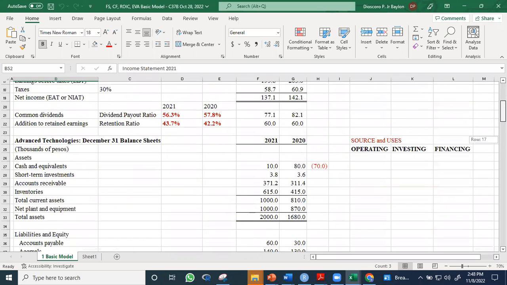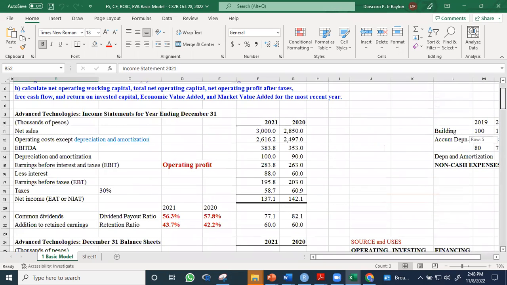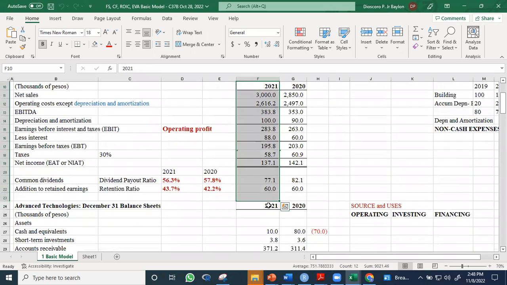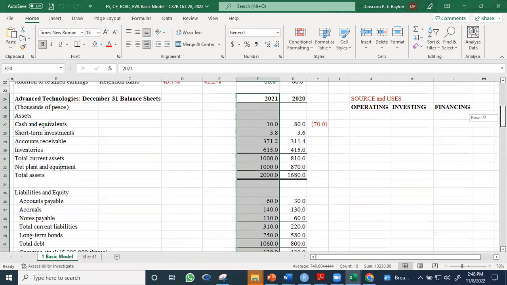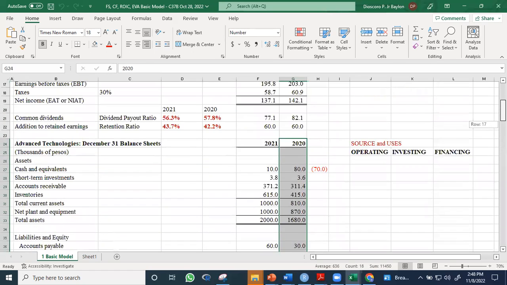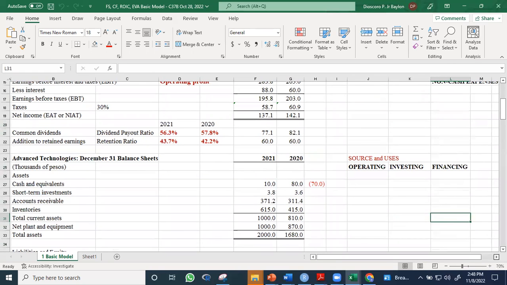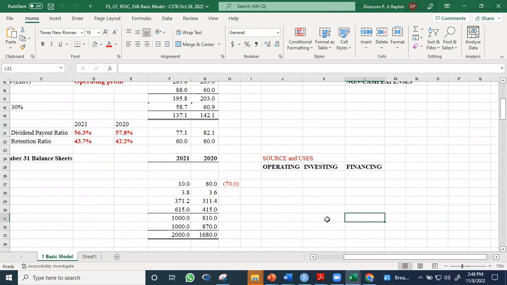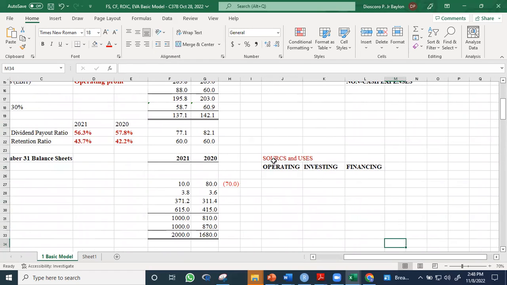cash flows. So based on what's given, is it possible for us to construct the statement of cash flows? Yes, because we have the current income statement, we have the current balance sheet, and we have the previous year's balance sheet. So we have the necessary financial statements in order to construct the statement of cash flows. And by way of review, what's a statement of cash flows? We said that it's a financial statement that tells us of the sources and uses.